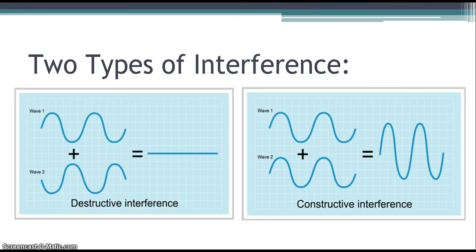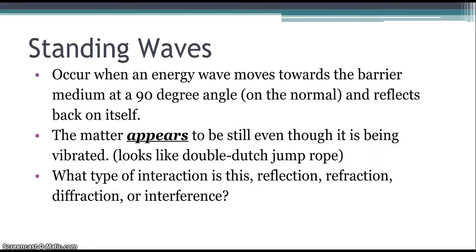Now again, these two waves are identical, so rarely would you have two identical energy waves combining to create exactly double the amplitude, but this is one example of constructive interference. Moving on, we're going to talk about something that's kind of interesting, and we will do some experiments and demos in class with this topic. But the topic is standing waves.